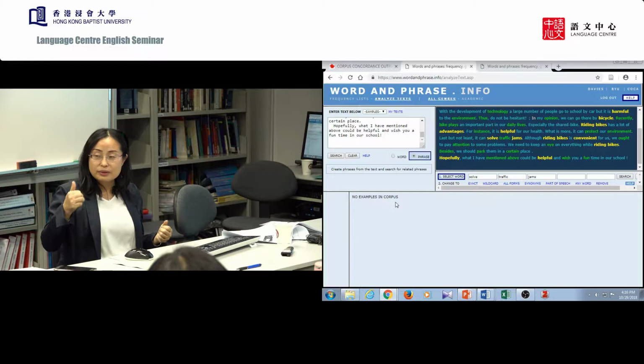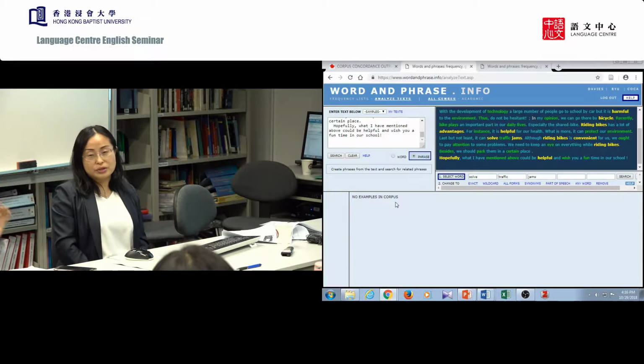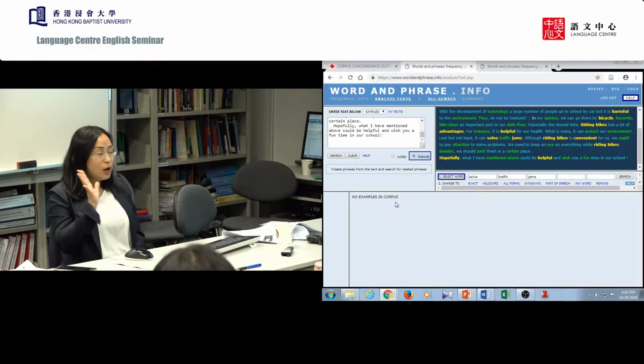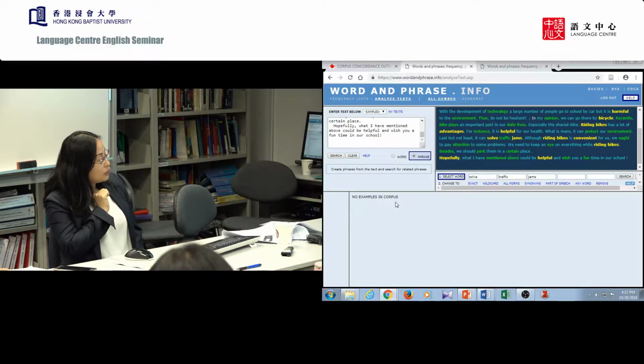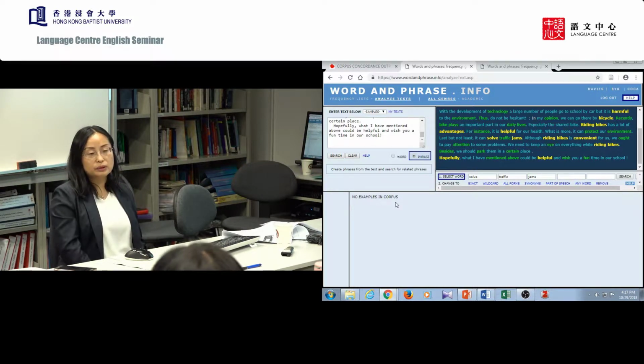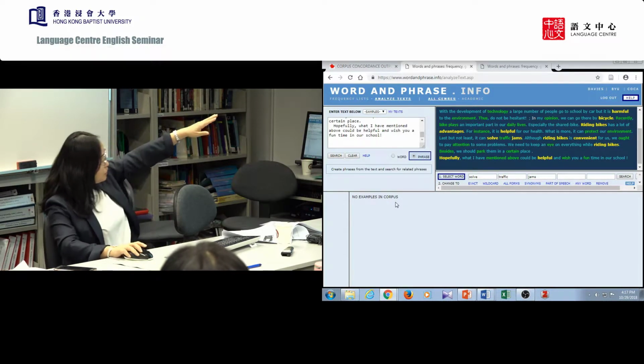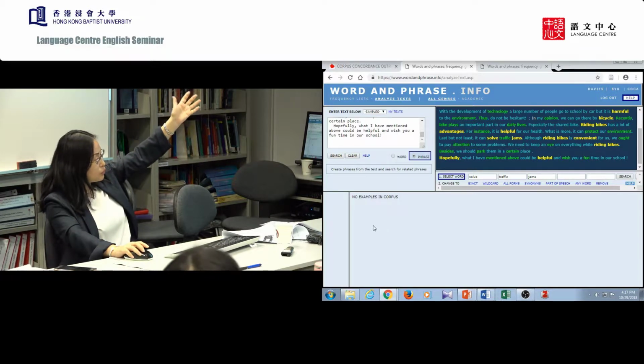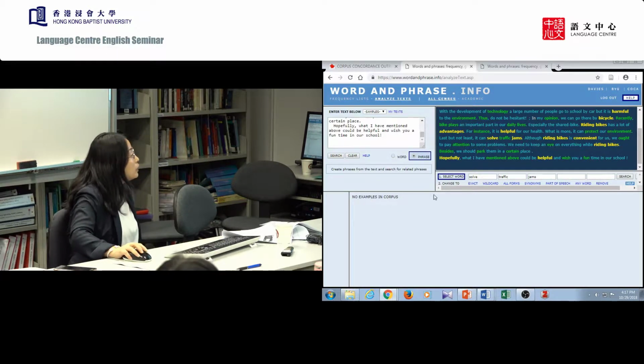This is based on COCA, so it's large. So perhaps the students know this is a wrong collocation, right? But how can we help students, guide students, in discovering the accurate use of traffic jams? Which verbs will be collocated with traffic jams? This text analysis function will also help students do so.